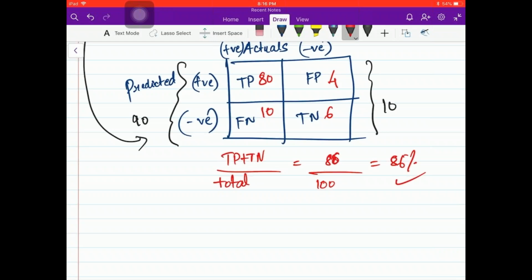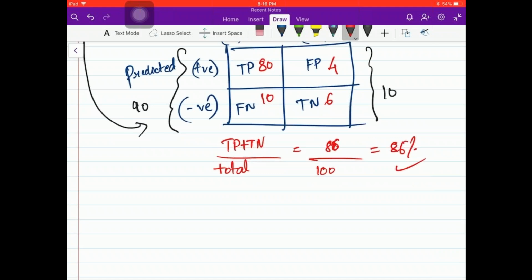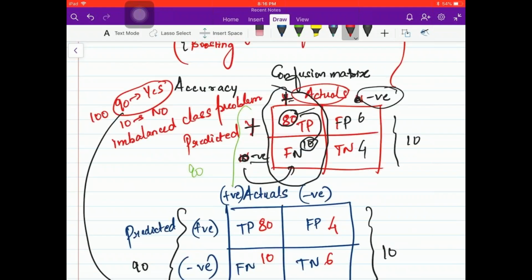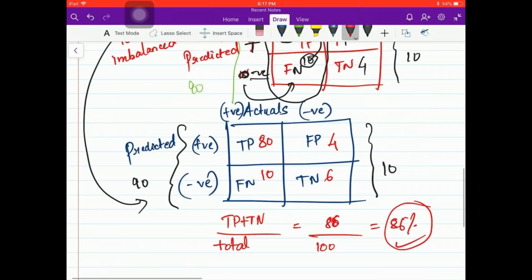But if you see an interesting part, let's say I don't do anything. I mark everyone yes. Even without the model, if I mark everyone yes, what will be my accuracy? It will be 90%. You went through so much trouble, and you landed up with an accuracy of 86%.